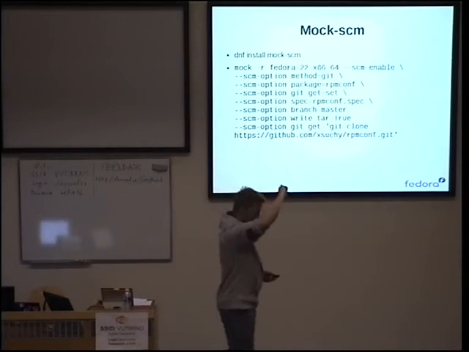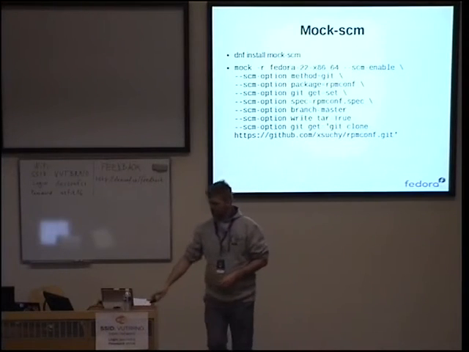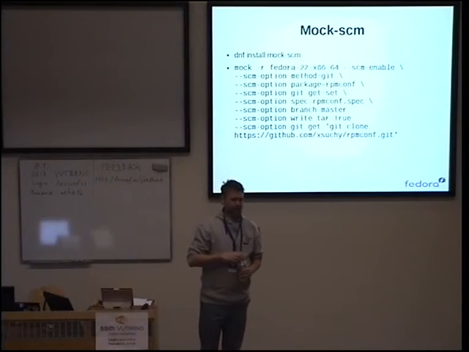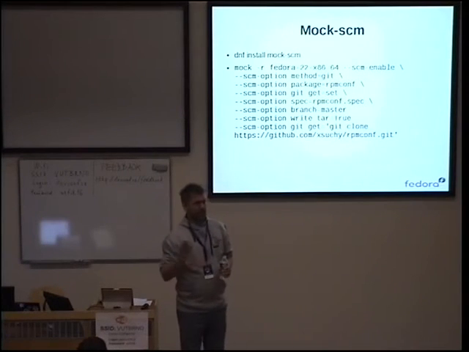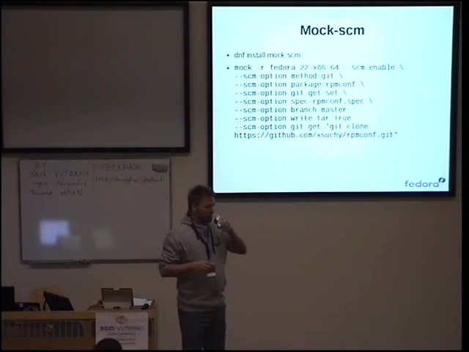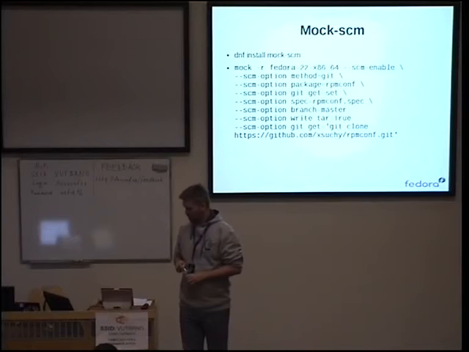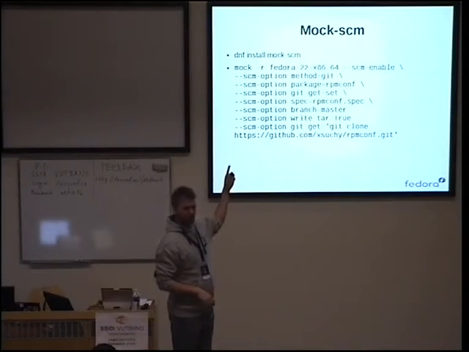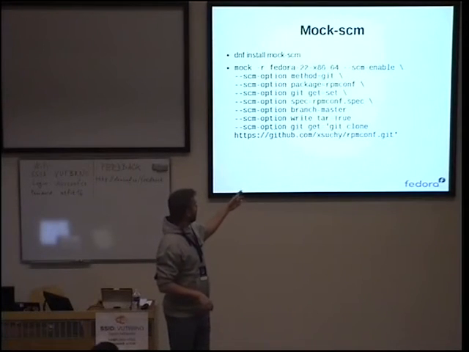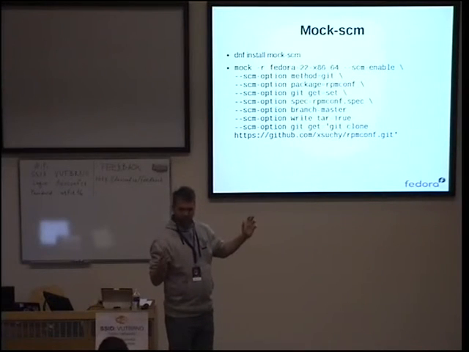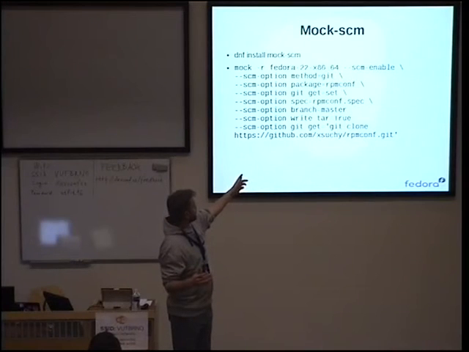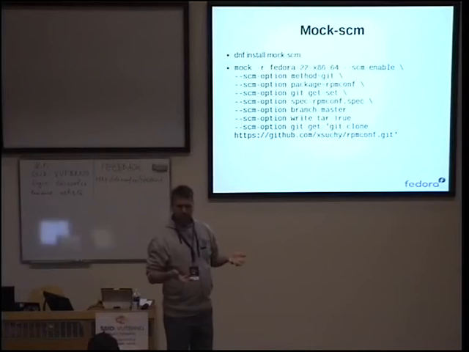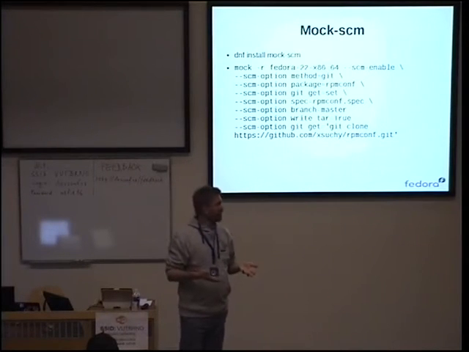Okay, mock-scm, which is a separate package, looks like a plugin, but actually it is not a plugin because some part of it is hard coded in mock itself. But really useful stuff when you want it. It can build directly from Git. So if you put this long list of options, it can check out from GitHub, the repository, rpmconf, it will create the tar file automatically, get the spec file, and construct the source rpm itself and do that.